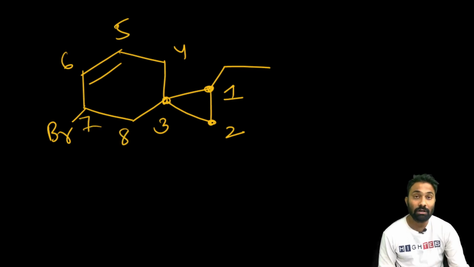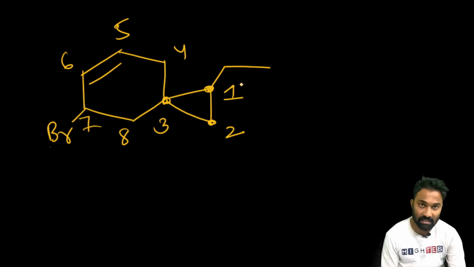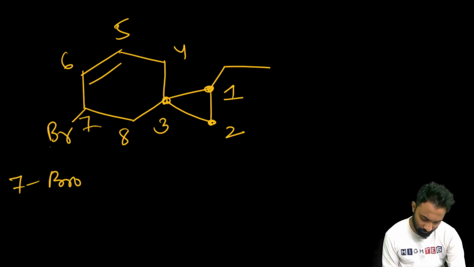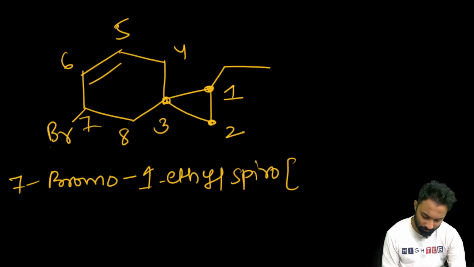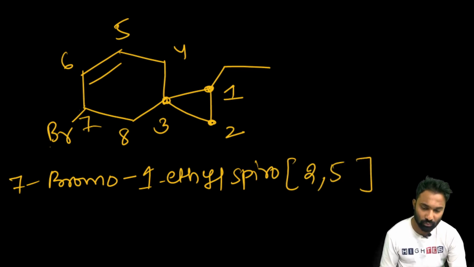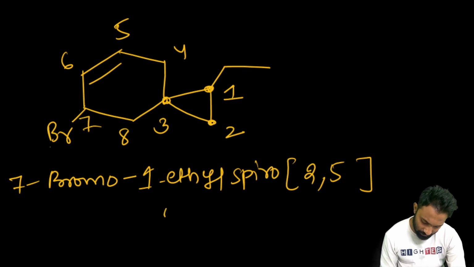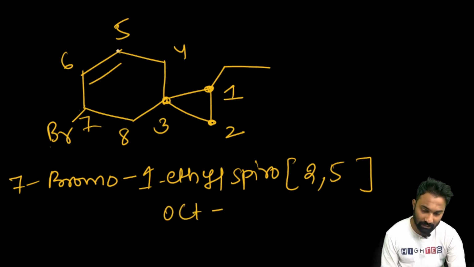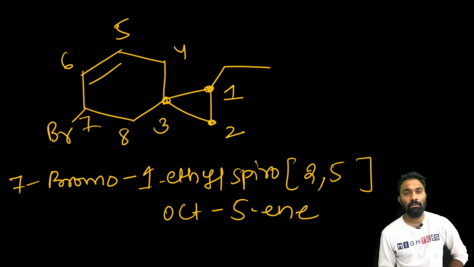Now write the IUPAC name. Here it is a bromo, and here it is an ethyl. First will come bromo, in alphabetical order. So 7-bromo, and 1-ethyl. 7-bromo-1-ethyl, Spiro. How many carbons are we having? 2 comma 1, 2, 3, 4, 5, right? 2 comma 5. Total oct. At which carbon has the double bond started? 5, right? 5-ene. Clear? 2 comma 5 oct 5-ene. This is the naming for this compound. Done?